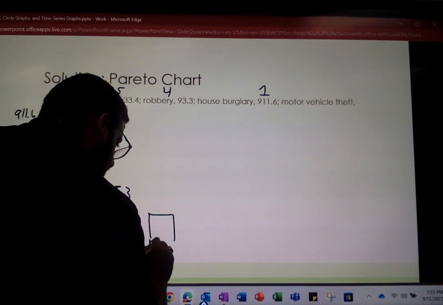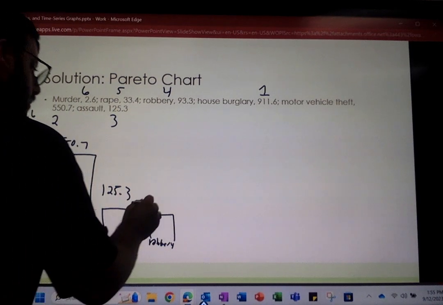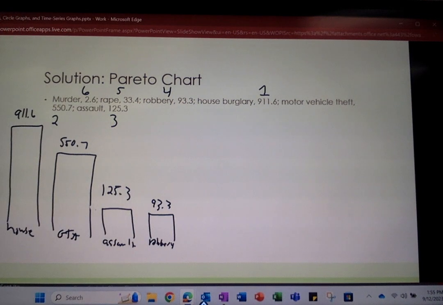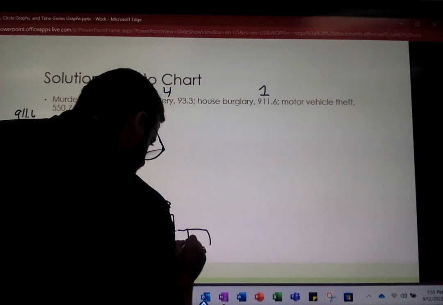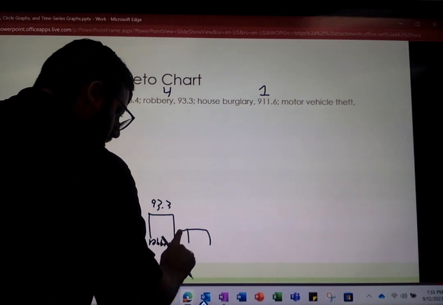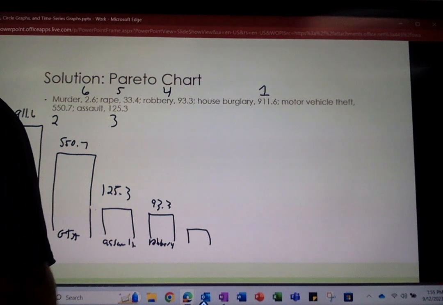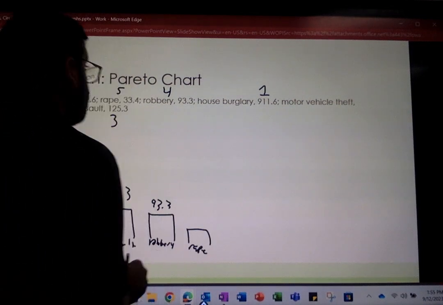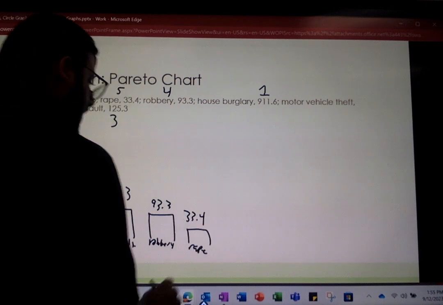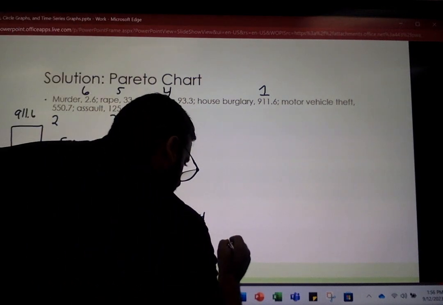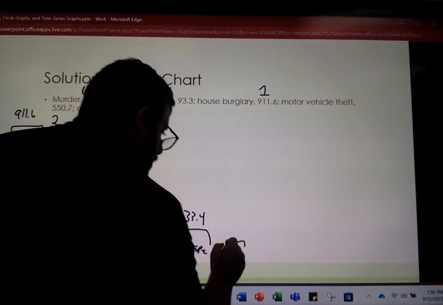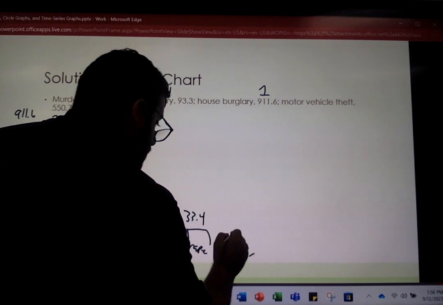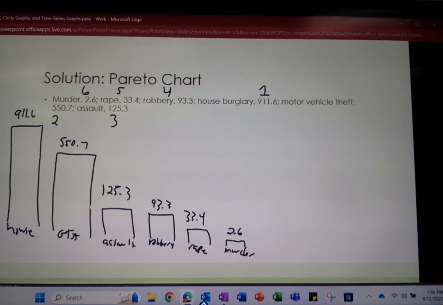So robbery at 93.3. Then we have rape, which is a third of that. So if I separate this, it's kind of more like this right here. And I'm going to go ahead and erase this part right here to kind of keep it even. And that's 33.4. And the last is murder, which is 2.6. So I'm going to make a very, very small bar graph right here. Murder, 2.6. And there's your Pareto chart.